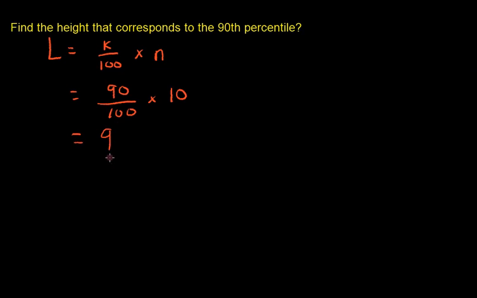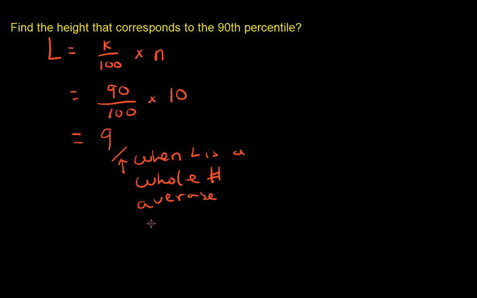Now when this equation gives you a whole number, you need to average that number with the next rank. Let me write that: when L is a whole number, average the current observation, whatever L equals, with the next observation. In this case, the 9th and the 10th.